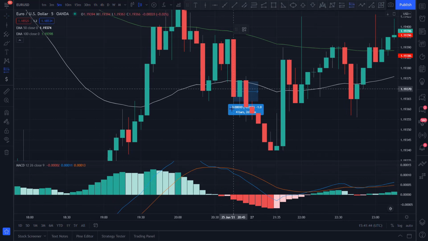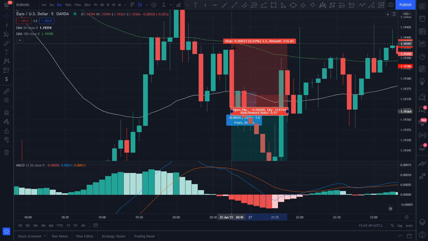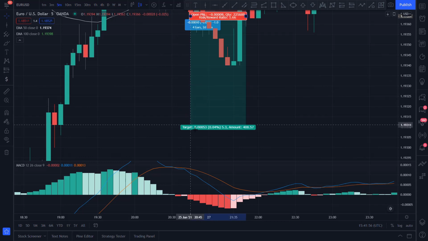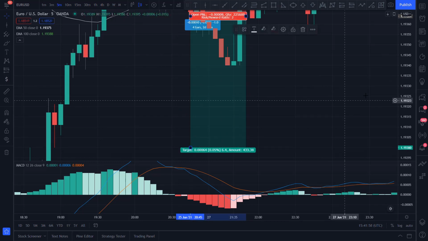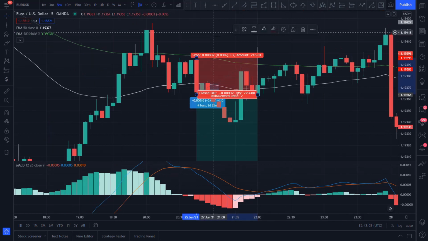Let's put a short position right there. Let's move your risk to the last pullback, which is going to be right here. And you are targeting 2 times the risk. Right there. As you can see, it's going to be a loser again.